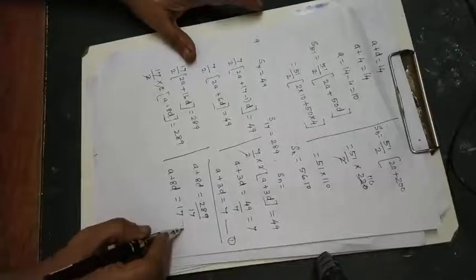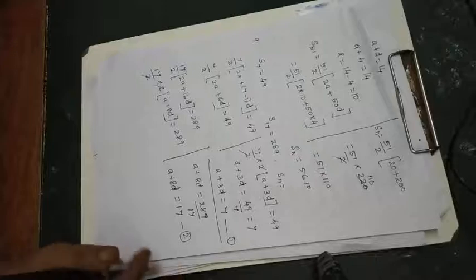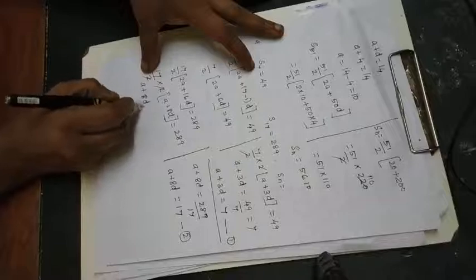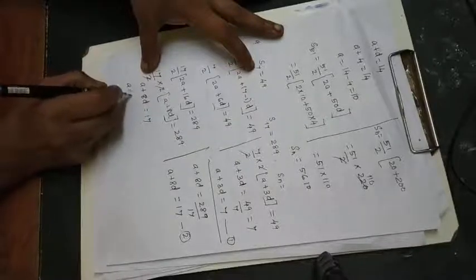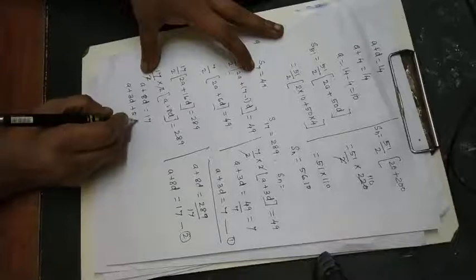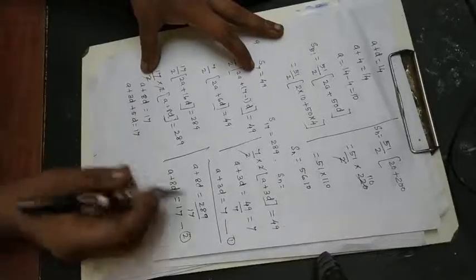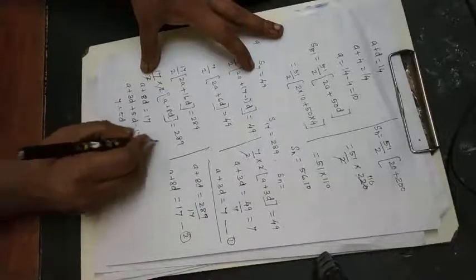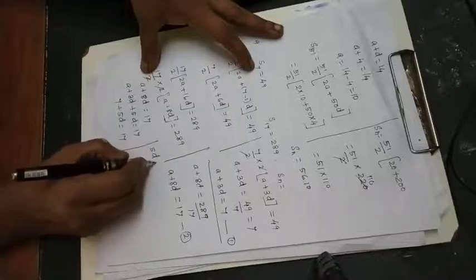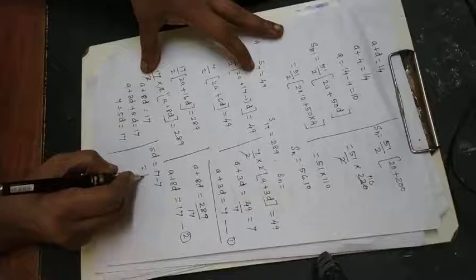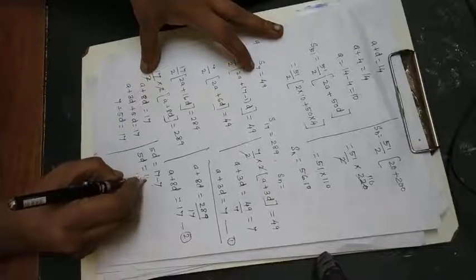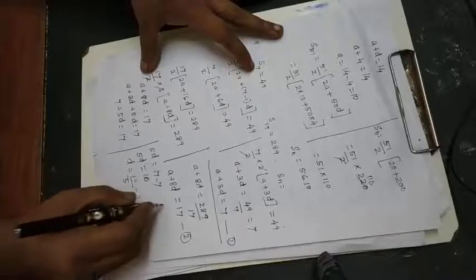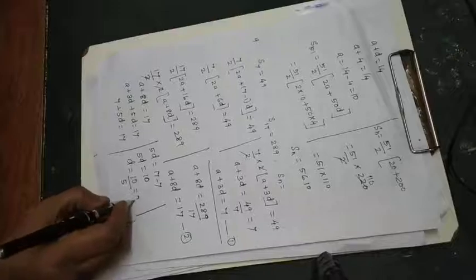Now solve these two equations, 1 and 2. We know that A plus 8D you can split and write as A plus 3D plus 5D, that is equal to 17. A plus 3D is equal to 7, so 7 plus 5D is equal to 17, or 5D is equal to 17 minus 7, that is 10. 5D equal to 10, or D is equal to 10 by 5, that is 2. Now you got the value of D.